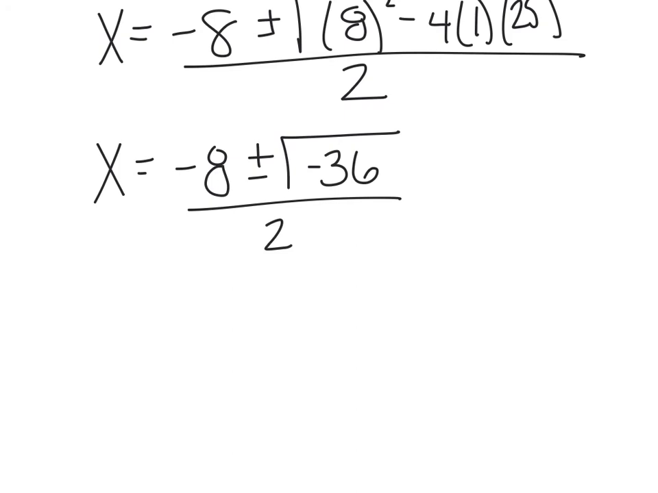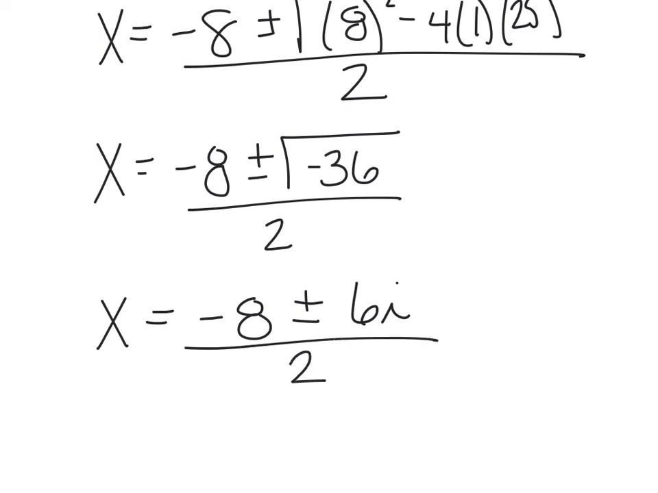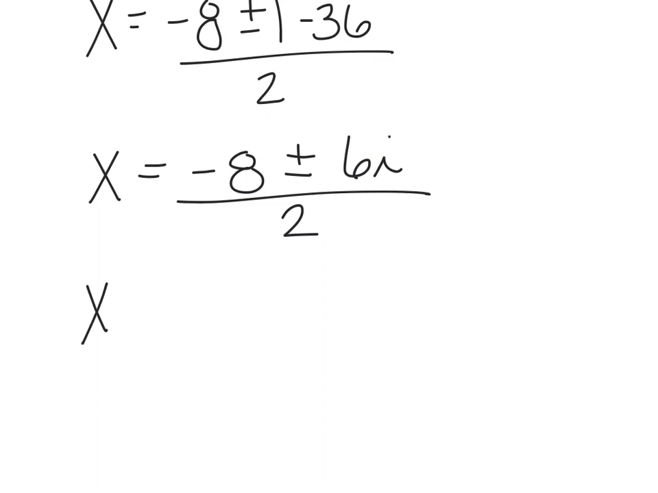Now, what's special about 36? Well, of course you know, it's a perfect square. So I can say this is negative 8 plus or minus. Now that's a 6, and that negative under the radical, you've probably got it jotted down already, that's an i, all over 2. Okay, so again, I'm going to pull out that GCF on top.